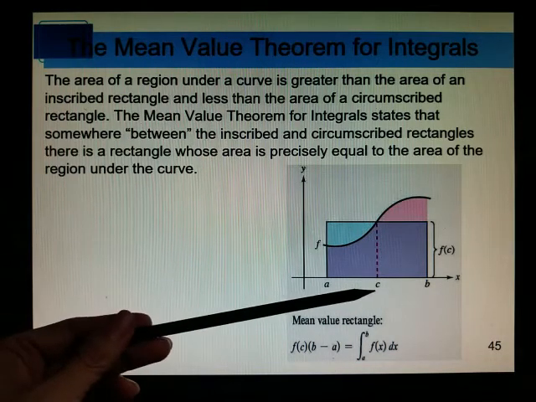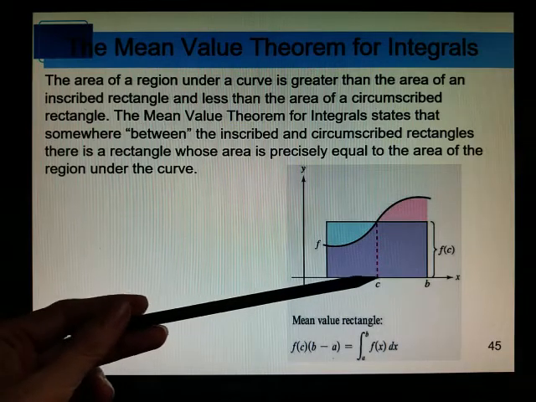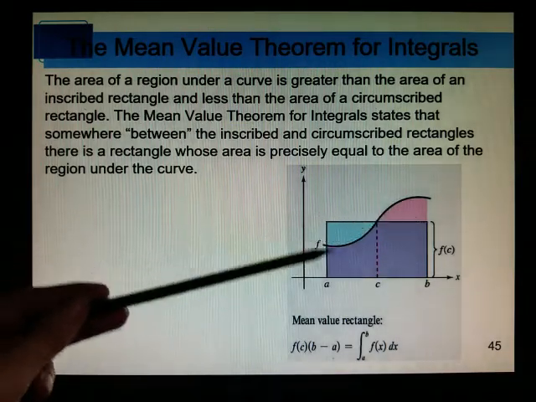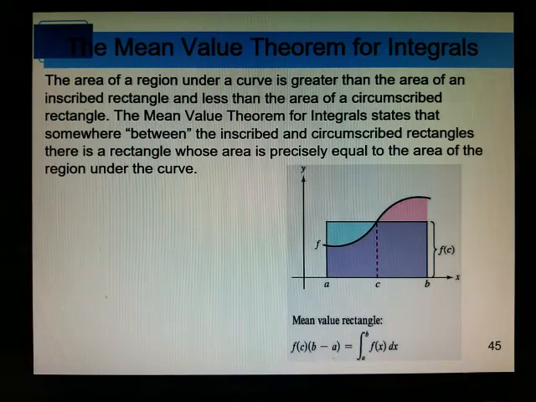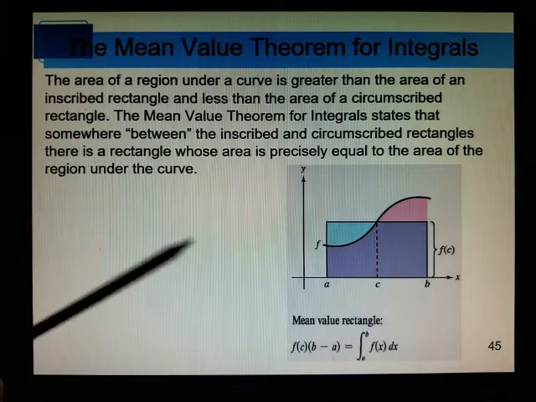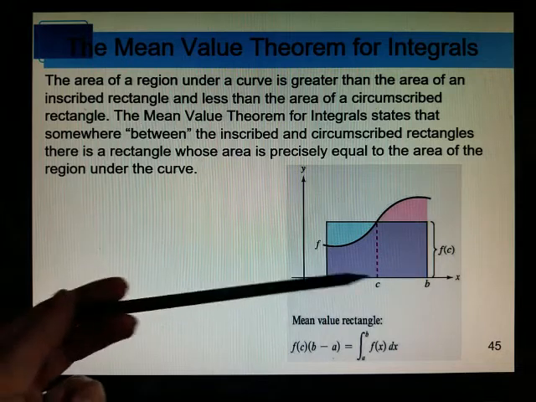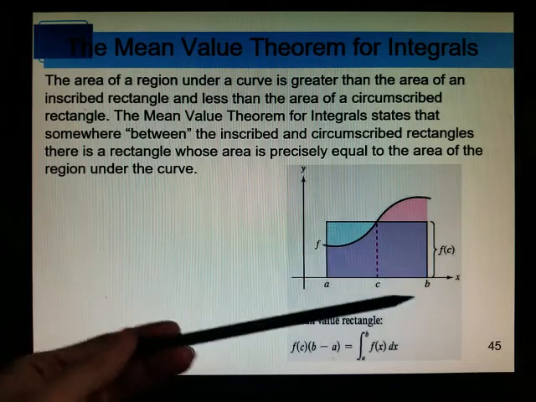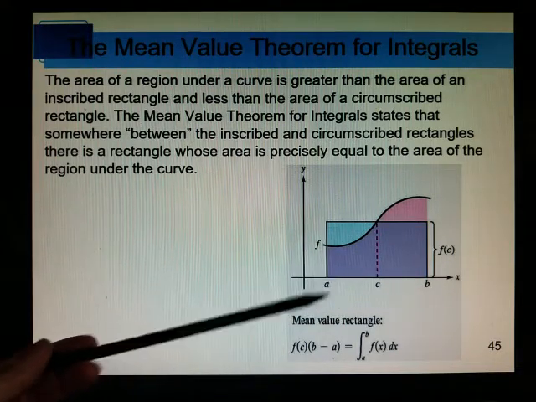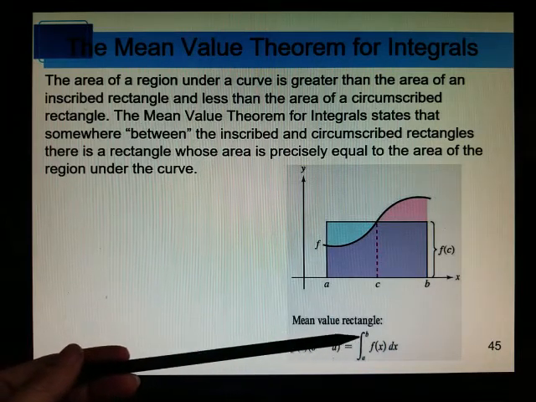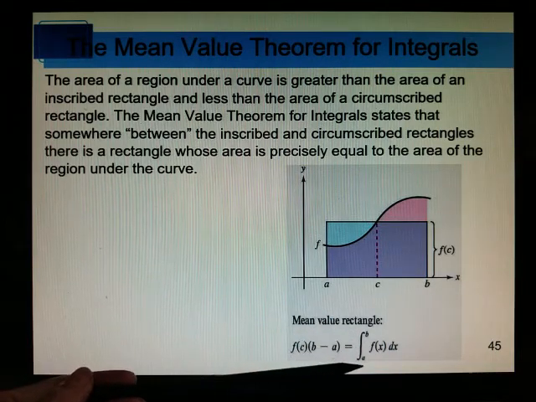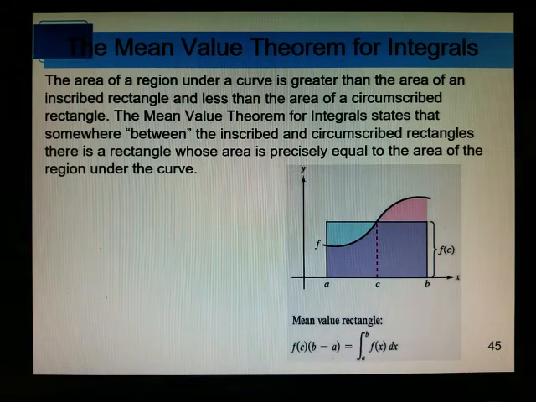There's some value c between a and b such that the area of this rectangle here would equal the area under the curve. That's all that's telling me. Now let's think about this for a second. f of c is the height of this rectangle. b minus a is the width of that rectangle. And it's telling me that that equals the area under the curve. Well, the area under the curve is written as the integral from a to b of f of x dx.